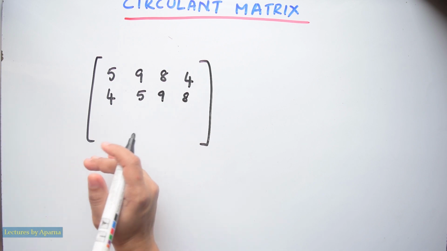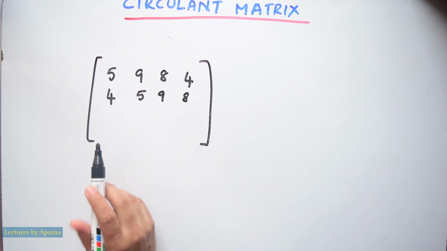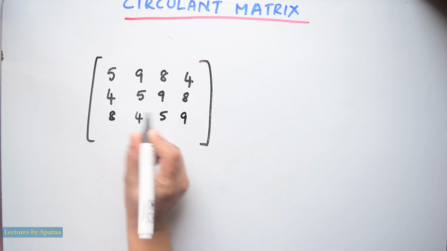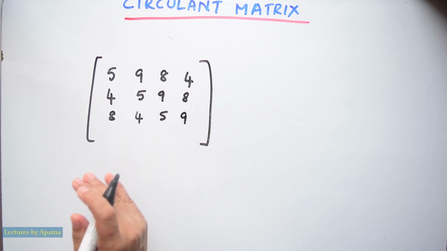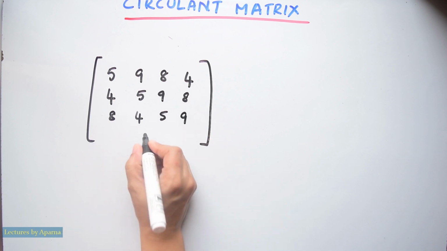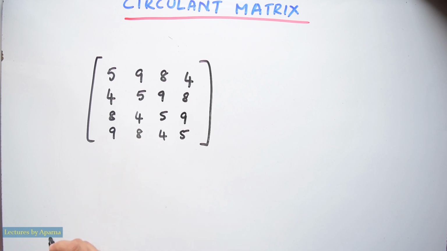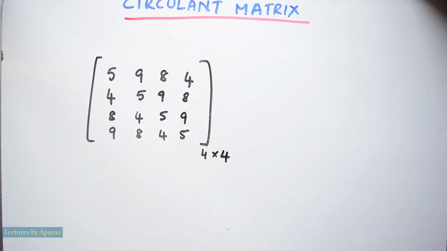In the next row, I have to shift this row again to the right by one position. So it will be 4, 5, 9, 8. This 8 will come here. Now again in the next row, I have to shift this row to the right by one position. So it will be 8, 4, 5, 9. So I got a 4 by 4 circulant matrix.